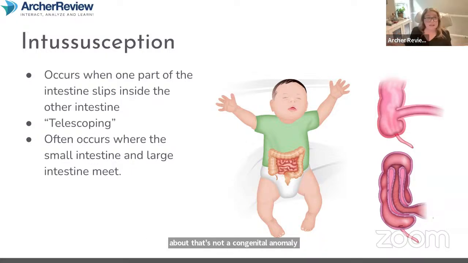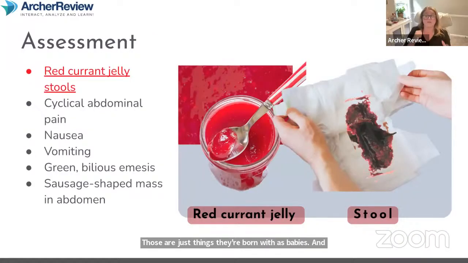Intussusception happens later. About 6 months to 2 years is when I have seen it most commonly. But it can happen at any age. It can happen in the elderly, just not very common outside of kids. But they're not born with it, is what I want you to realize. Everything else, pyloric stenosis, omphalocele, tracheoesophageal fistula, those are just things they're born with as babies. Intussusception happens later.